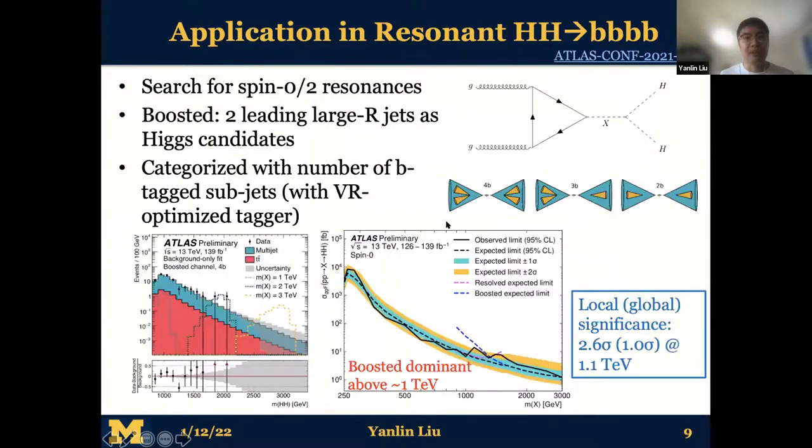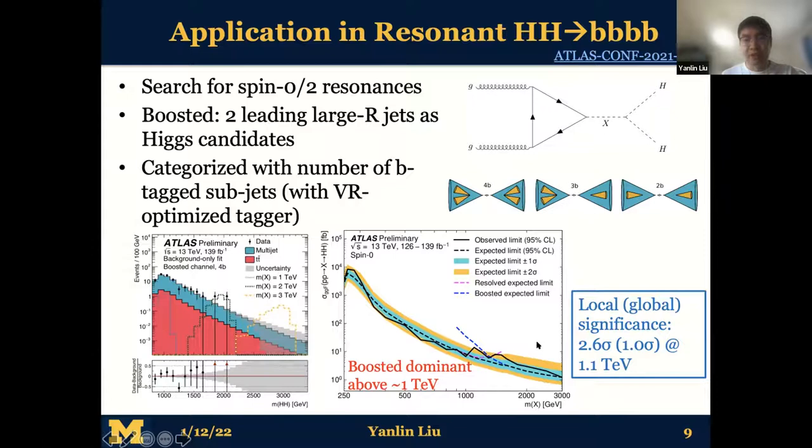Okay, I also want to talk about this application in the di-Higgs to 4b search. So here the target is a spin-0 resonance as shown in this Feynman diagram. So for the boosted channel, the leading two large objects are treated as the Higgs candidates. And also the events have been categorized with a number of b-tagged subjets, as shown in these cartoons. So the invariant mass of the two large objects is used as the final discriminant as shown in this plot on the bottom left. And yeah, in the end, we can set an upper limit on the cross section as a function of the single Higgs mass.